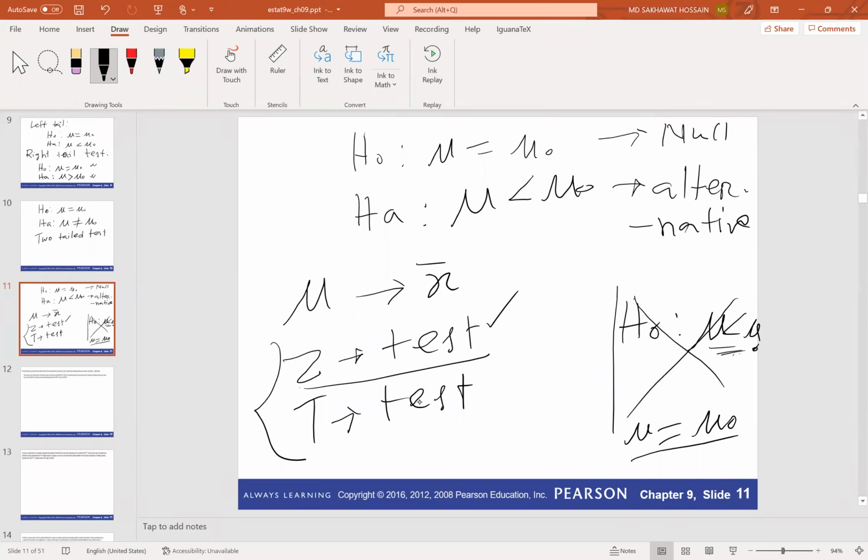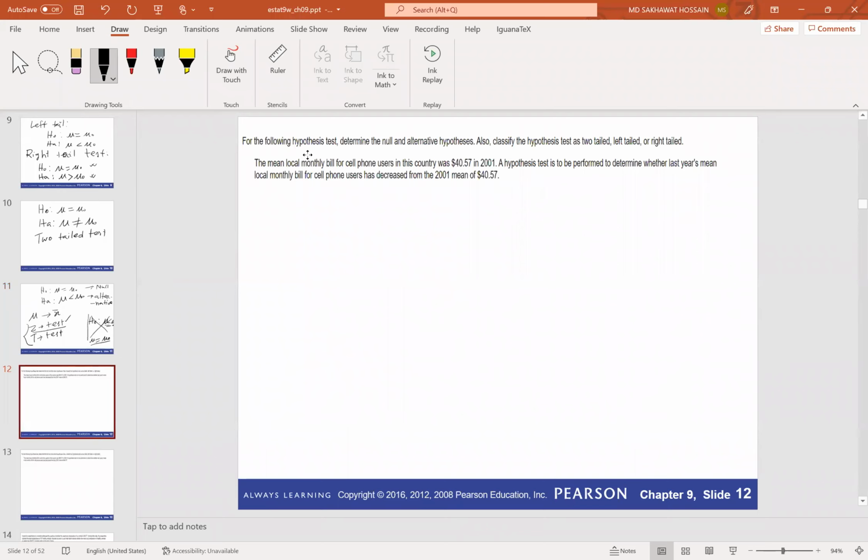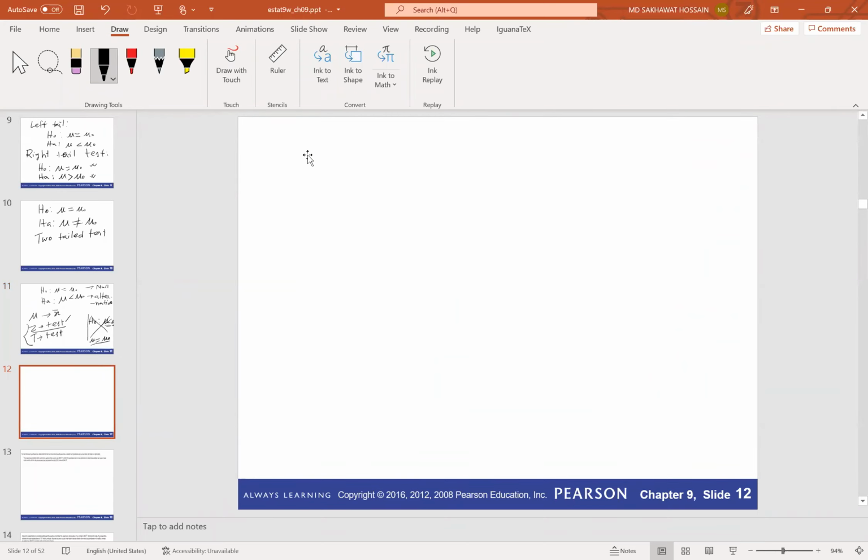So for the Z test, we need to calculate the test statistics. How do we calculate the test statistics? For the Z test, the test statistics will be Z equals X bar minus mu divided by sigma over square root of n. So this is the Z score for X bar.